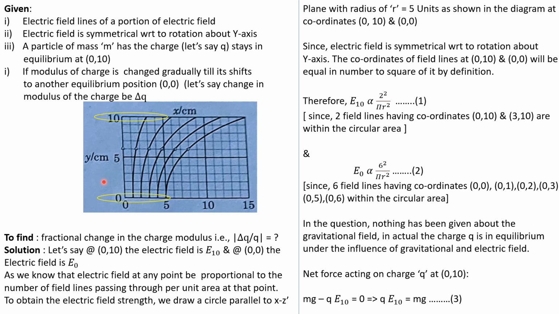So we know that electric field at any point is proportional to the number of field lines passing through per unit area at that point. So basically, if we are able to find how many field lines are passing through this circle at 0, 10 and at 0, 0, we will be able to get the order of electric field strength at this location and at this location. Let us say E subscript 10 is the E field at 0, 10 and E subscript 0 is the E field at 0, 0.